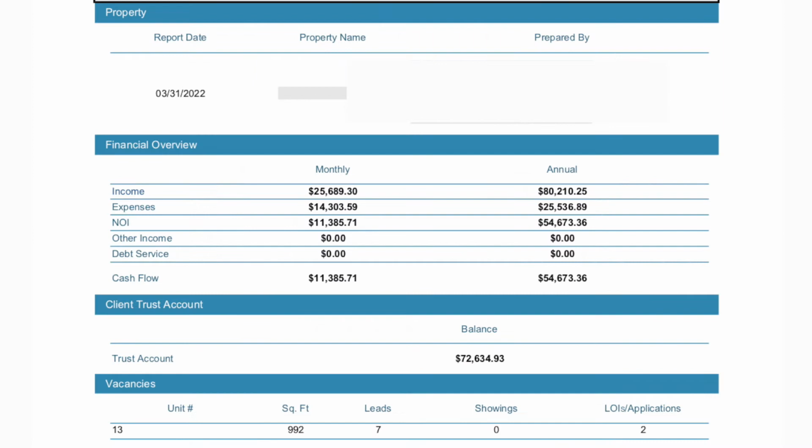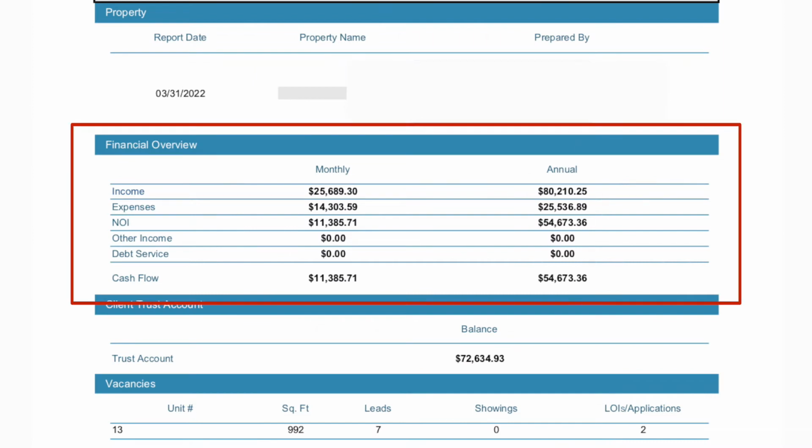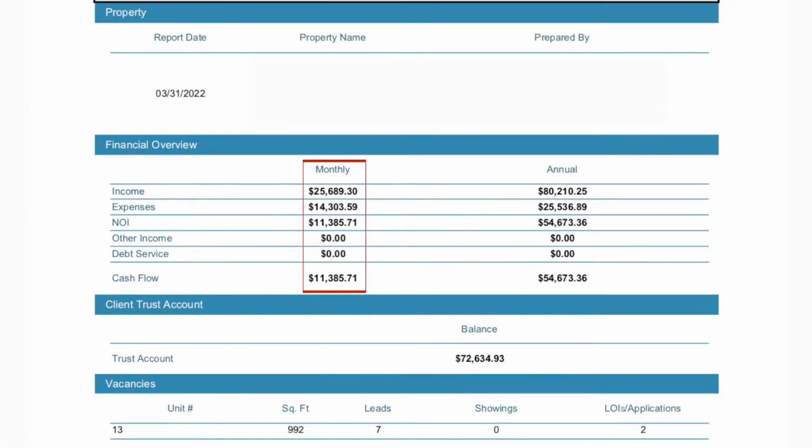Now, in the first main section that we have here, you'll see a very brief financial overview of your property. For reference, there are 2 columns to represent the performance of the previous month versus year to date. Since this report was made during the month of April, the year to date column you see here is totaling the months of January, February, and March.